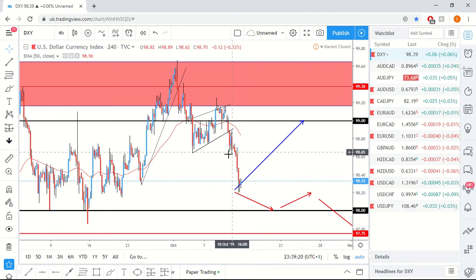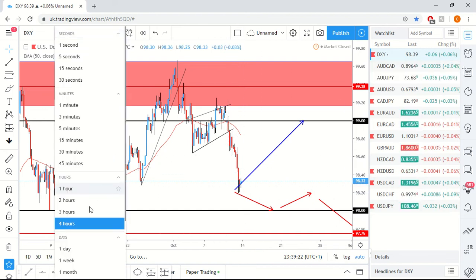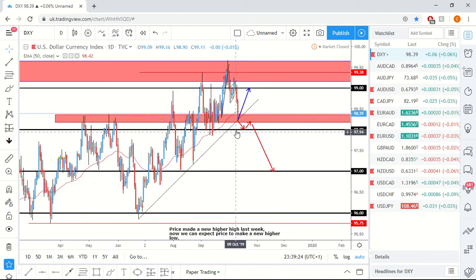And then if we look back onto our daily, we can see we are expecting some correction here, and then we're hopefully going to hover around this trend line until we can see a break.